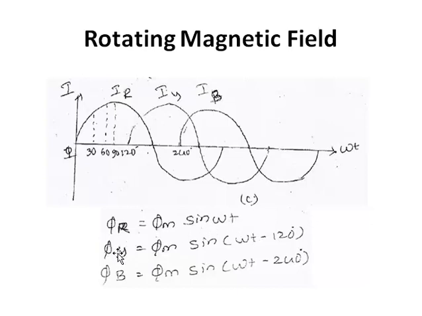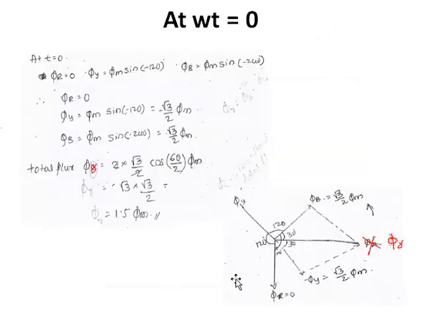Then we are going to replace phi y is equal to phi m of sine of 0 minus 120, that is sine of minus 120, and phi b is equal to phi m of sine of 0 minus 240, so that is minus 240 degree. If we substitute all those values, phi r will become 0, because sine of omega t is 0. Phi y is equal to phi m of sine of minus 120, that is minus root 3 divided by 2 into phi m. Phi b is equal to phi m into sine of minus 240, that will be root 3 divided by 2 into phi m.